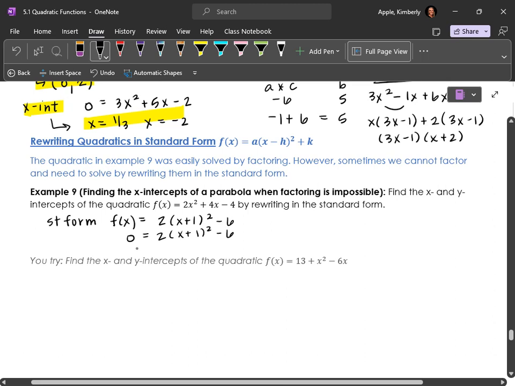So we'll add 6 to both sides, and we'll end up with 2(x plus 1) squared equals 6. And then we'll divide by 2 on both sides, leaving (x plus 1) squared equals 3. We can take the square root of both sides. That'll give us positive and negative square root of 3, and then just x plus 1 over here. And then finally, we can subtract that 1, and that's going to give us our 2 x-intercepts. So it's a little bit easier sometimes than factoring. Hang on one second.